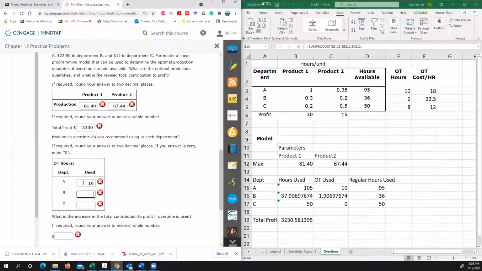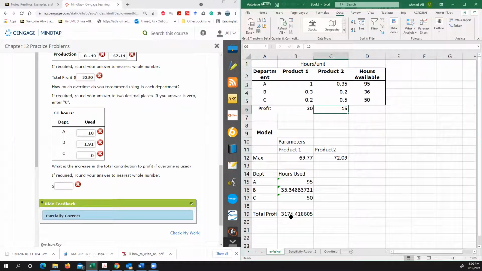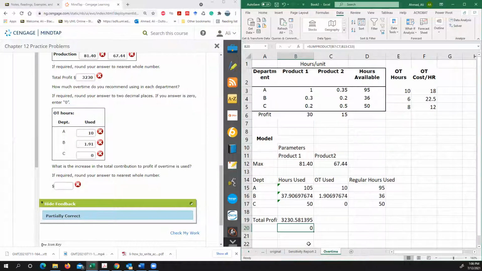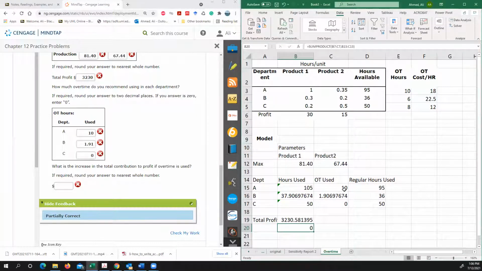So here I have 10, 1.91, and then 0. What is the increase in the total contribution to the profit if overtime is used? So we have to compare this number with actually the original one. So let's copy this, so we have this number, and we can subtract this one.